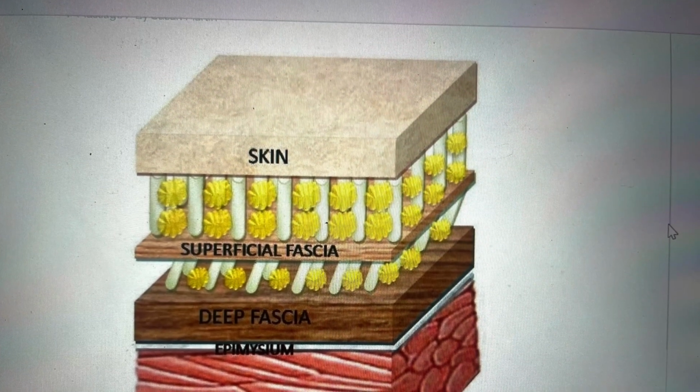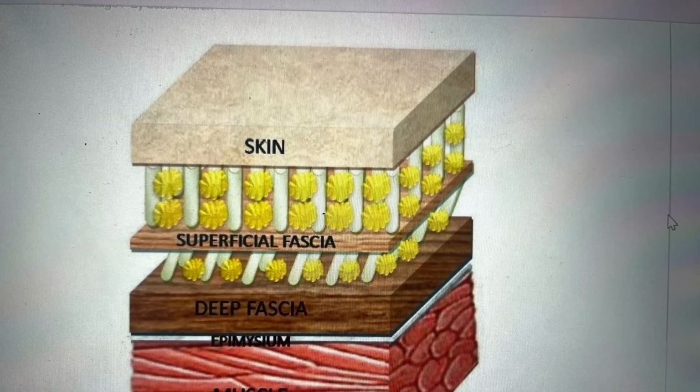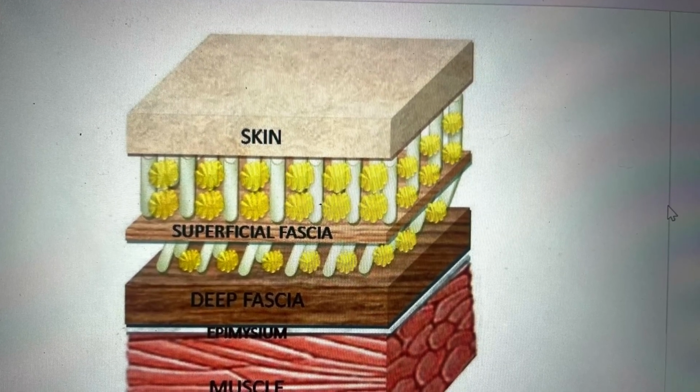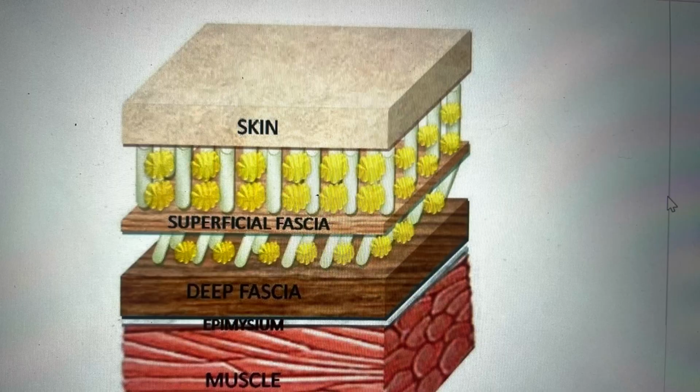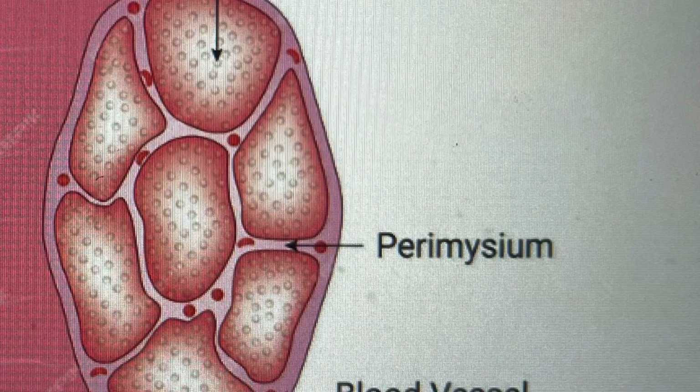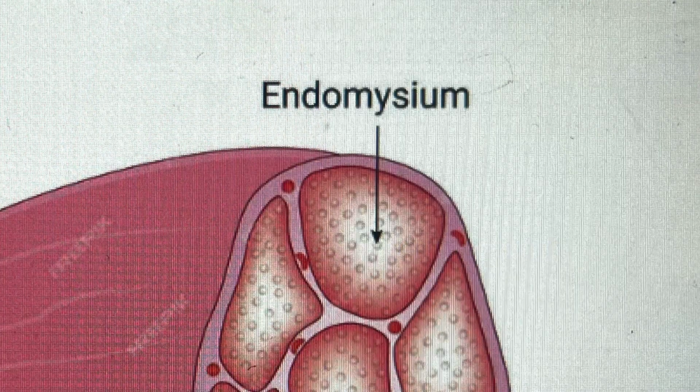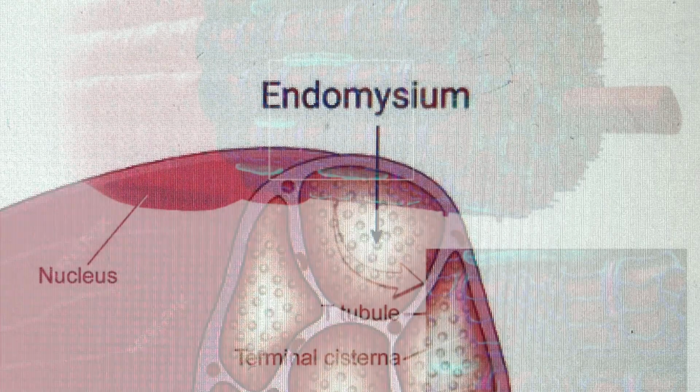The deep fascia is another layer of connective tissue that surrounds and supports muscles, blood vessels, nerves, and other structures. The perimysium is yet another layer of connective tissue that holds bundles of muscle fibers called fascicles together and provides support and protection. The final layer of connective tissue is the endomysium. These surround individual muscle fibers, thus also providing support and protection.